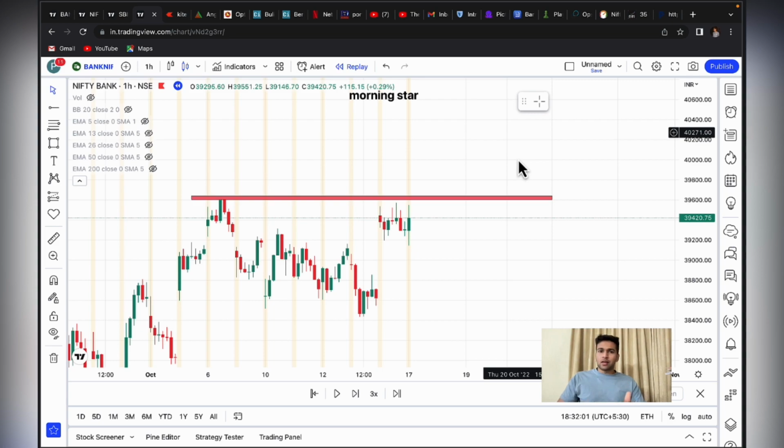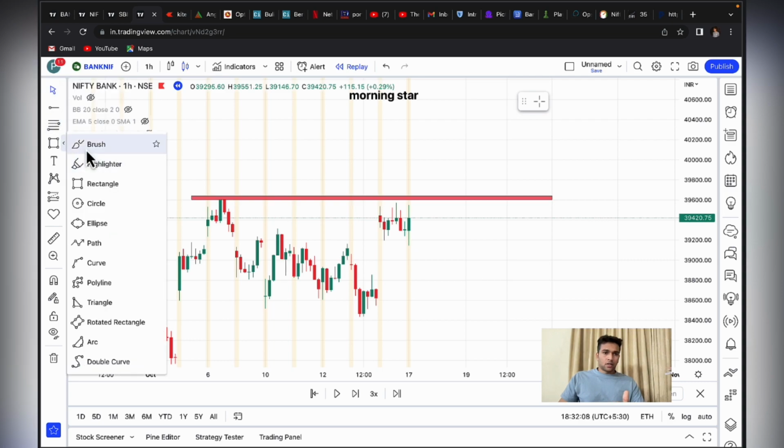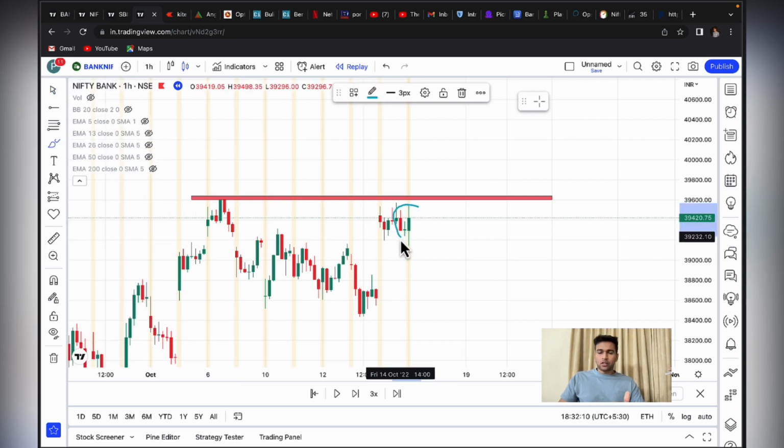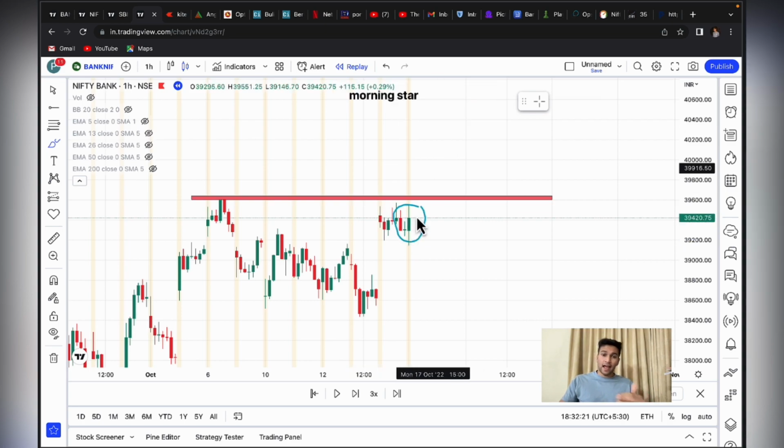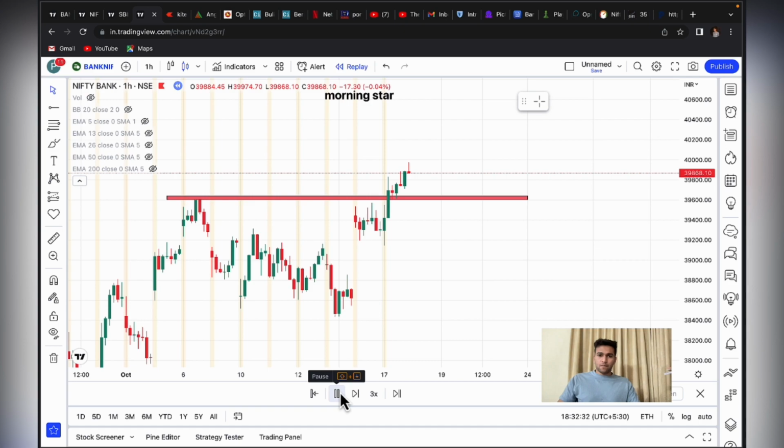Now let's look at an example for a morning star. Is this a morning star? How do we know if this is a morning star? For a morning star, the bullish candle has to close above the neutral candle. The close of the bullish candle has to be above the neutral candle. So let's see how the price reacts here.